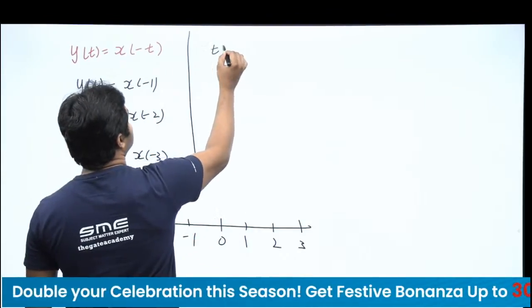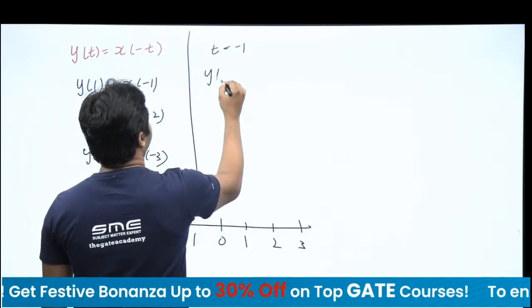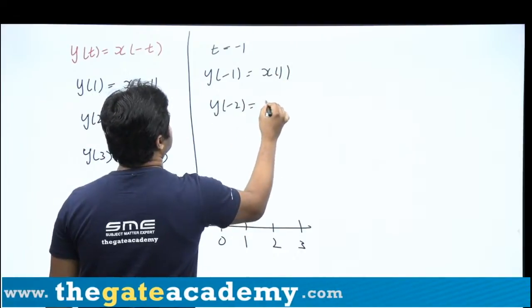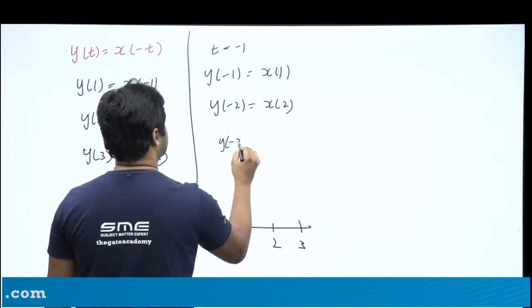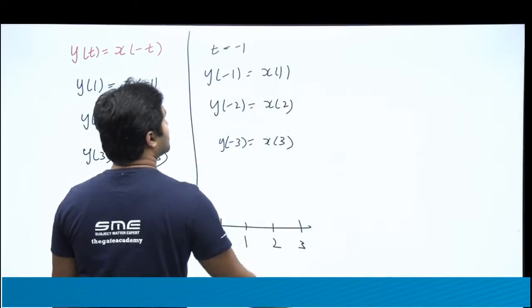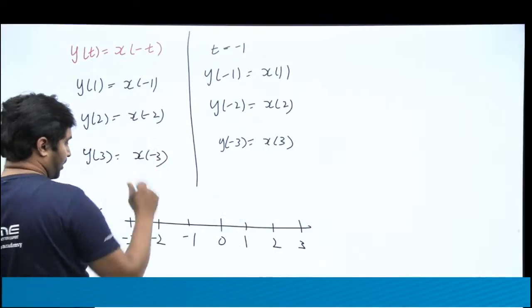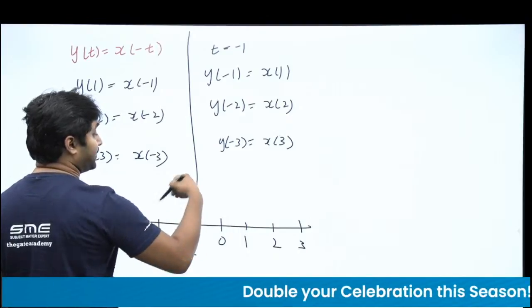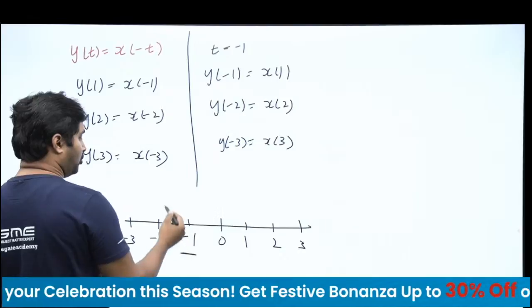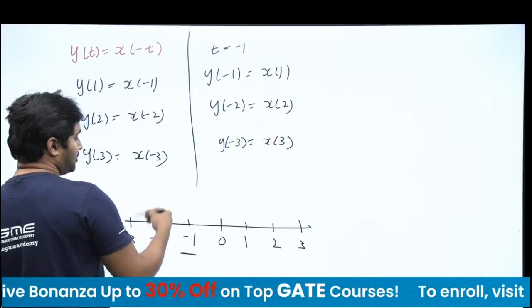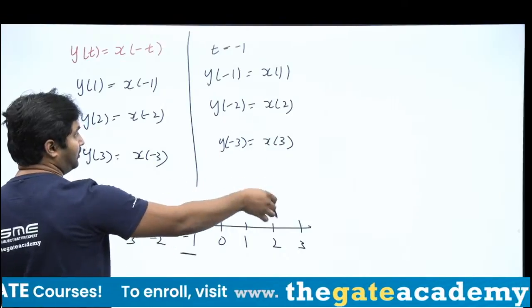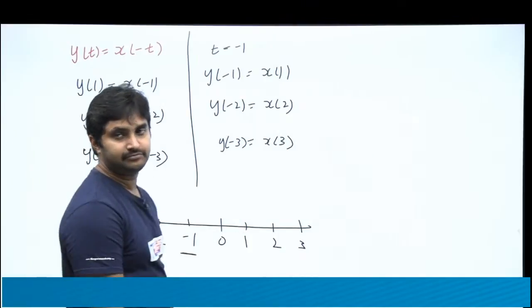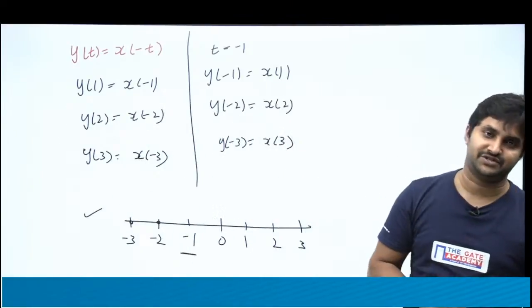If you take t = -1, then y(-1) = x(1). y(-2) = x(2). y(-3) = x(3). Now if you take the negative values of time, the output at t = -1 is dependent upon x(1), which is a future input. The output at t = -2 is dependent upon x(2). The output at t = -3 is dependent upon x(3). So this system is a non-causal system.